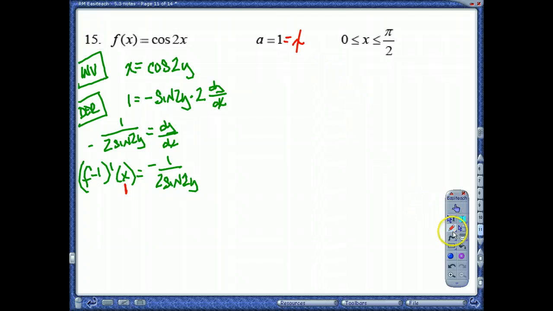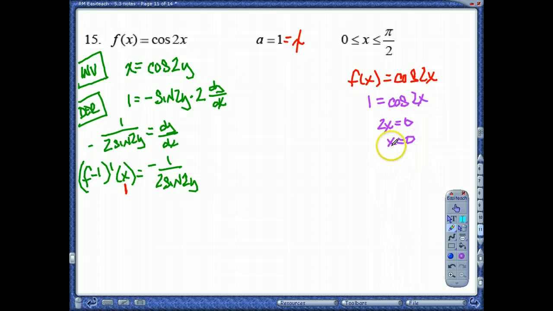So I'm going to go back up to the original. This is my f of x equals cosine of 2x. So this is the x coordinate for my inverse, so it's the y value for my original function. So, oopsie, 1. Okay. So we want to find out where cosine is equal to 1. Well, that's going to be where 2x is equal to 0. It's also at 2 pi, but 2 pi is not in our interval. So that's going to be where x is equal to 0.